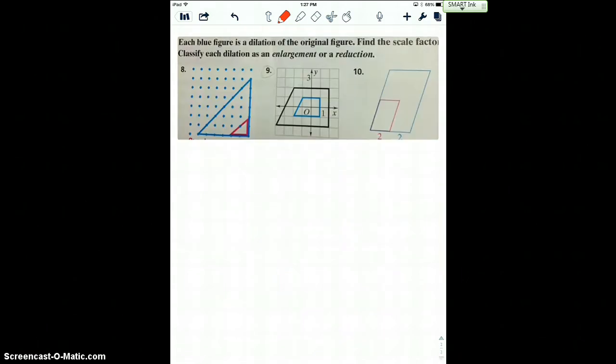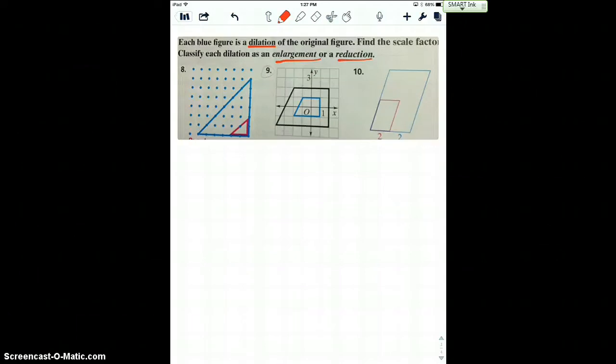Let's look at another one. Okay, so now we're going to look at each dilation. You're going to tell me whether it's an enlargement or a reduction, and you don't even know what that means, but maybe you have a guess at what you could say it means. So let's start at number 8.